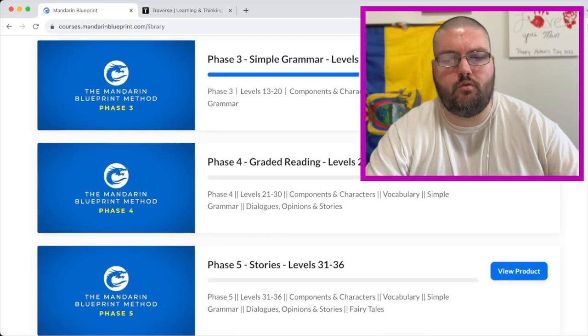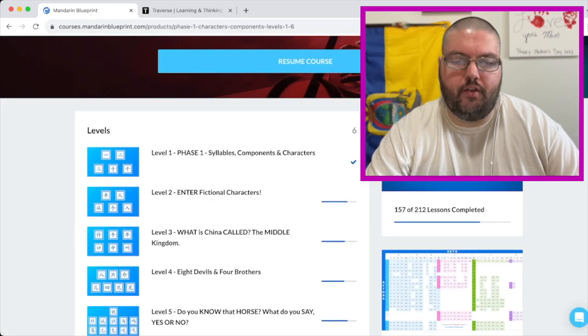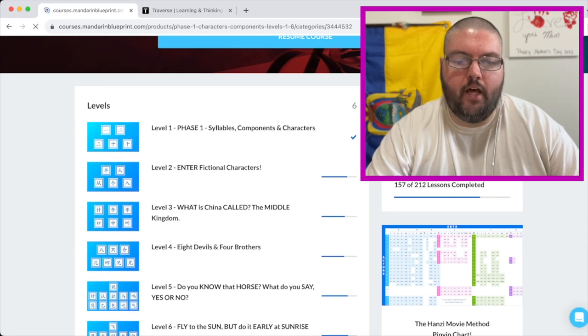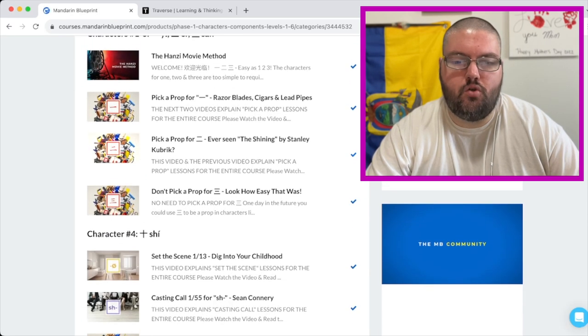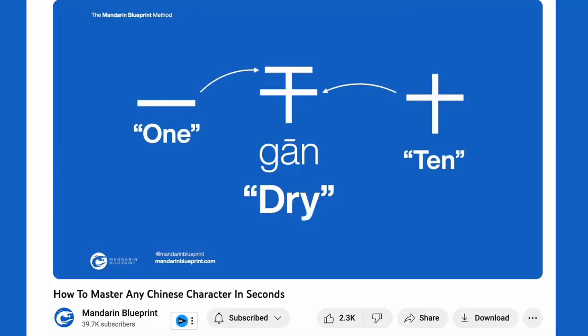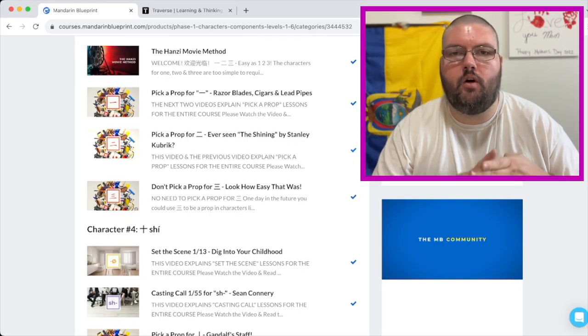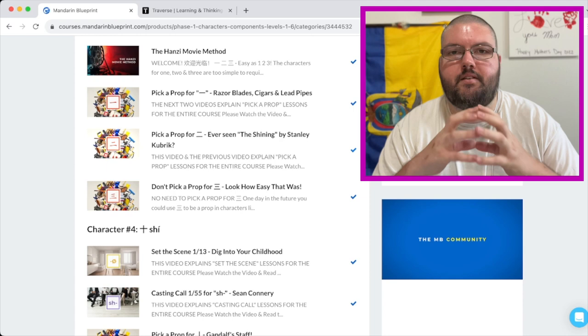So to get into it real quick, I'm going to try to explain this really, really quickly. Basically, the way that they teach is called the Hanzi movie method. And what that does is it teaches you how to look at a character, break it down into its components and the sounds. And by seeing a character, I can tell you the starting sound, the ending sound, the tone, and what it means, all from this mnemonic system that you create.